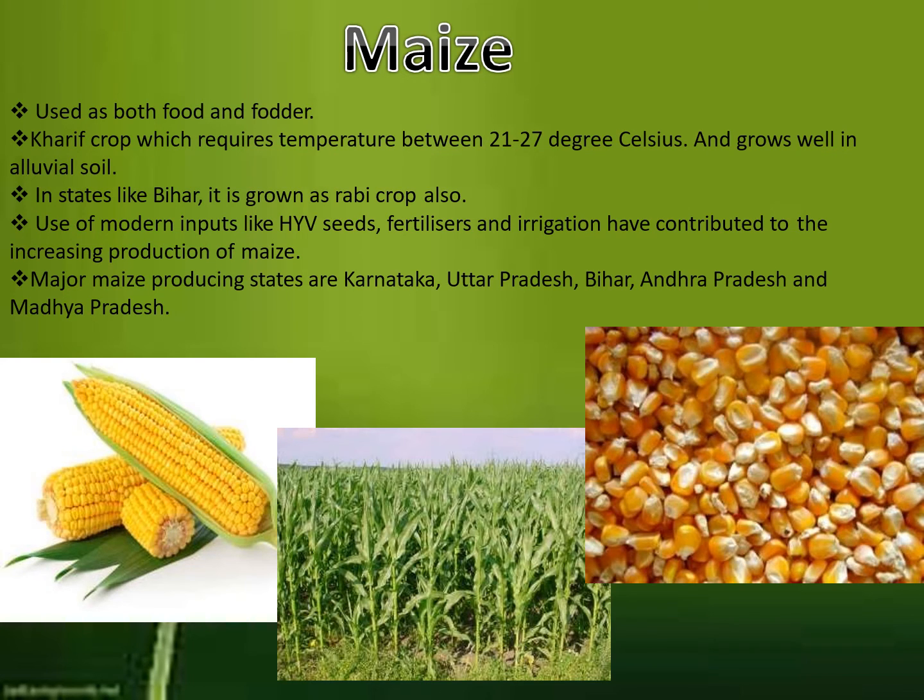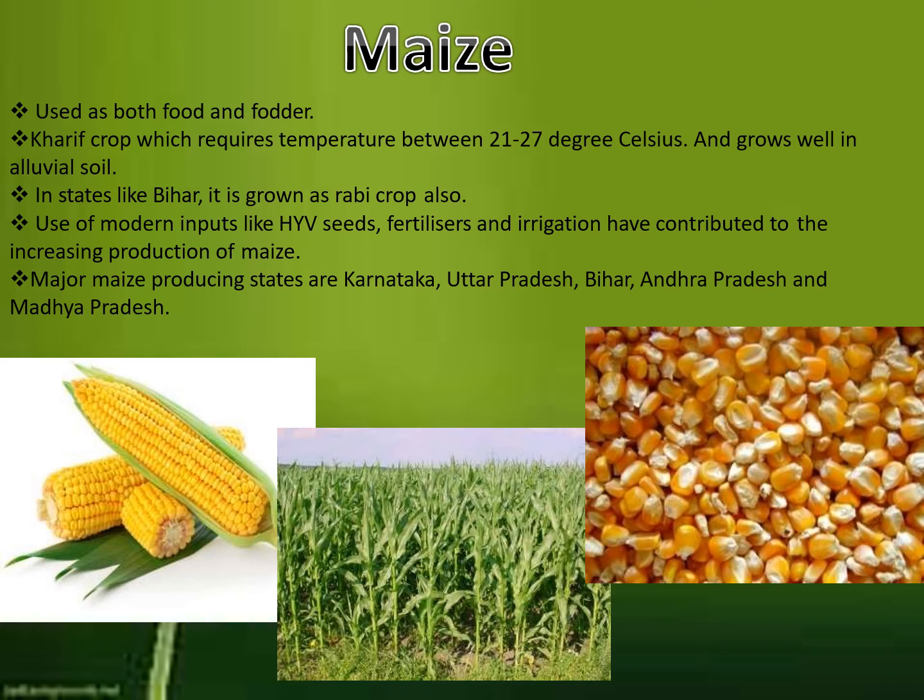Now we come to maize. Maize is the makai or the corn, the butta that most of us eat. It is used both as a food and a fodder crop. It is a kharif crop which requires a temperature between 21 and 27 degrees Celsius. It grows well in alluvial soil. In states like Bihar, it is grown as a rabi crop as well.